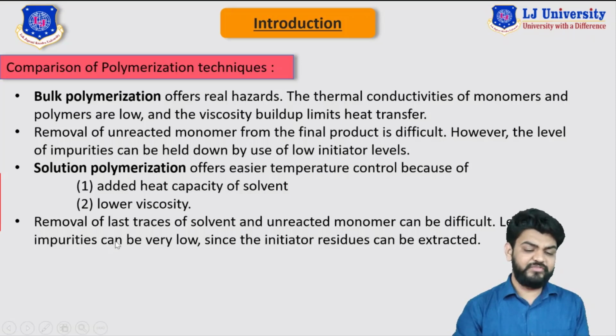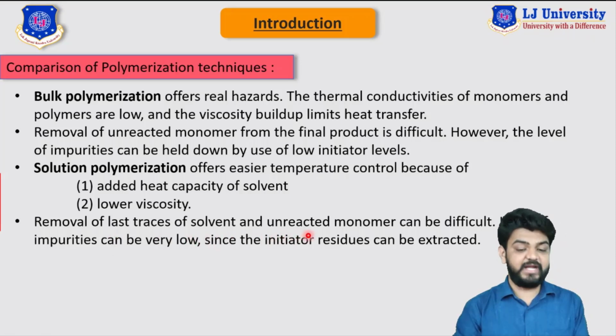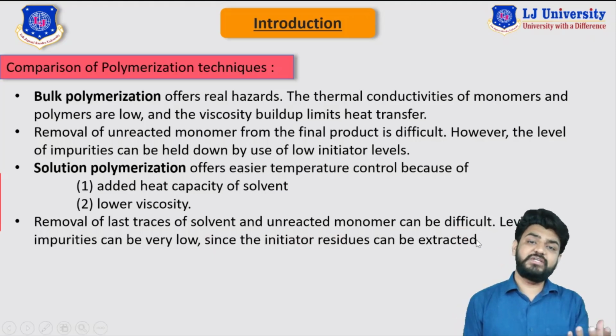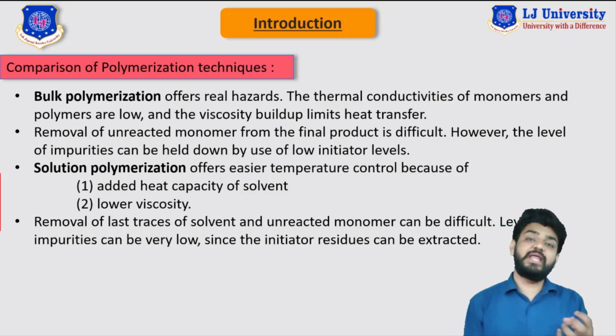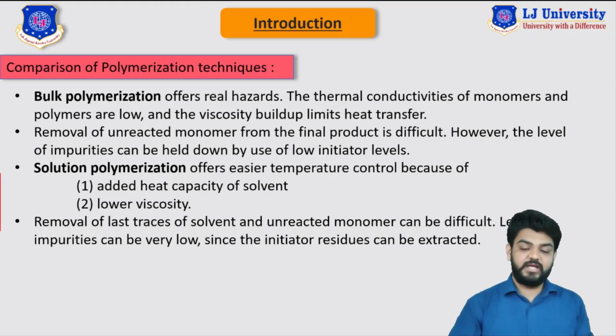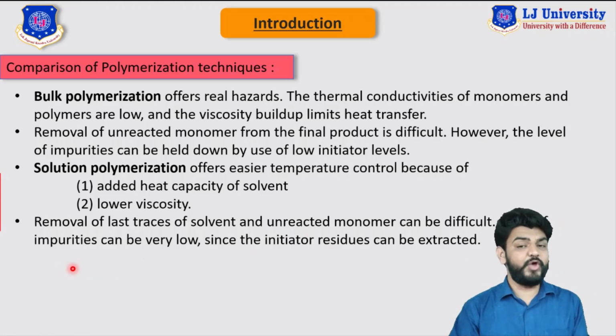The removal of the last traces of the solvent and unreacted monomer can be difficult. So to remove this solvent, or we can say last monomer, from this entire solution of the reaction mass is relatively very difficult, and hence this removal of the solvent is very difficult for this solution polymerization process. Now, the level of impurity can be very low since the initiator residue can be extracted.